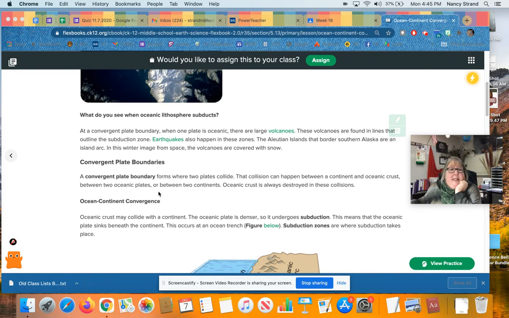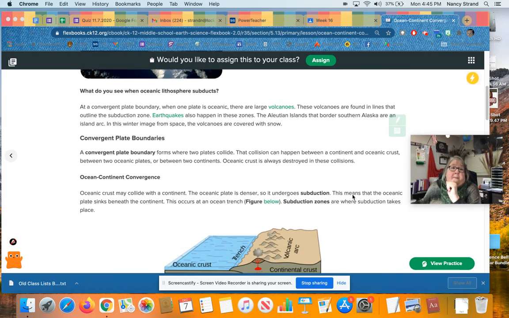Convergent plate boundaries. A convergent plate boundary forms where two plates collide. That collision can happen between a continent and an ocean crust, between two oceanic plates, or between two continental plates. Oceanic crust is always destroyed in these collisions, mainly, kids, because it's the heaviest and the thinnest, and it gets forced under the continental crust.